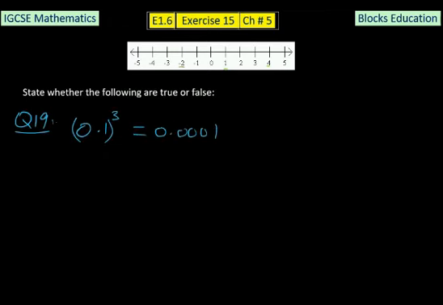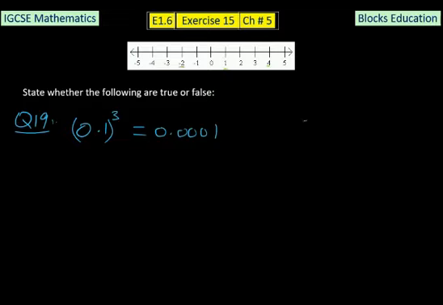In question number 19, it says 0.1 whole cube equals 0.001, and in fact from question number 16 to 24, it says state whether the following are true or false. So you just have to write whether this inequality or statement is true or false. 0.1 whole cube equals 0.0001. So guys, let's quickly have a look.